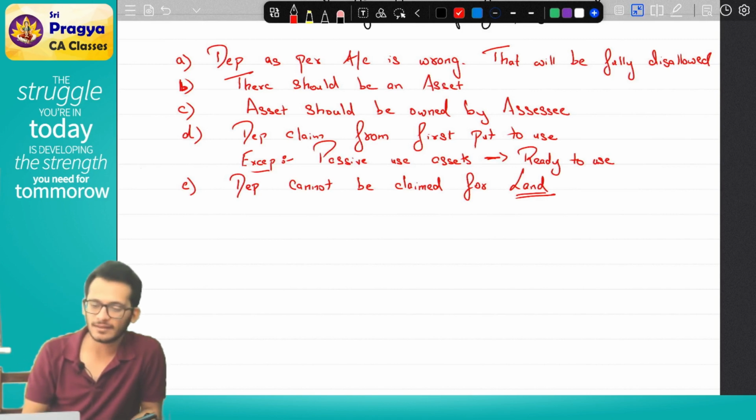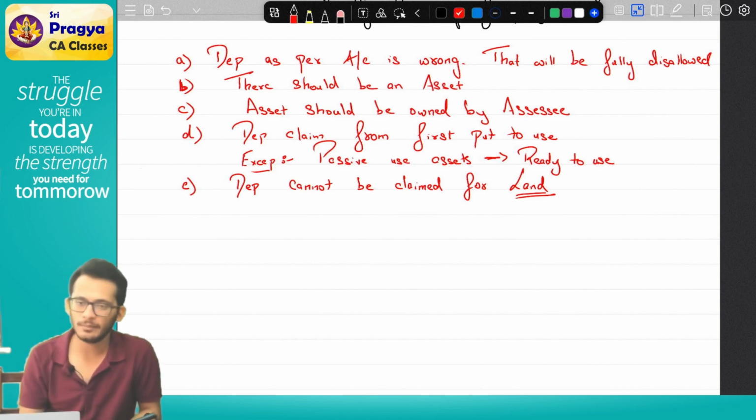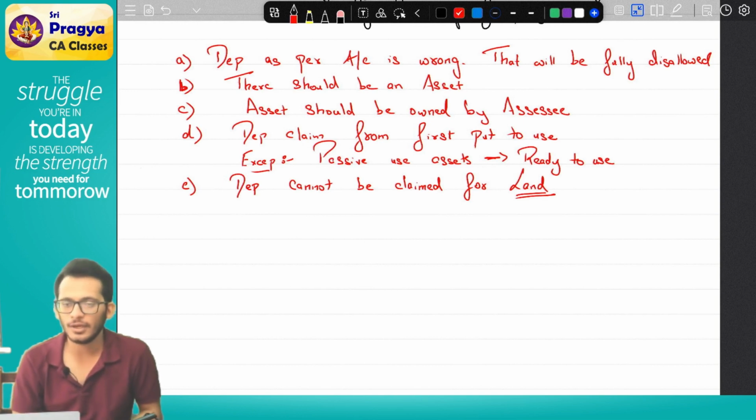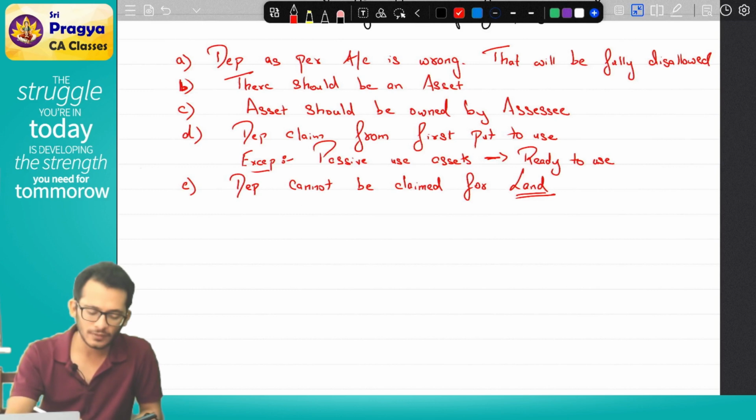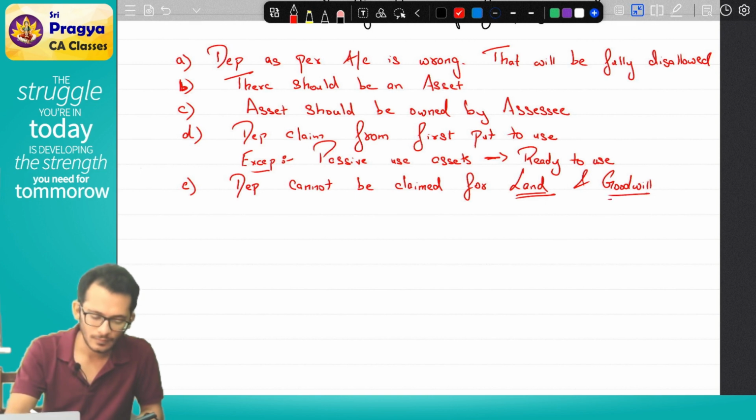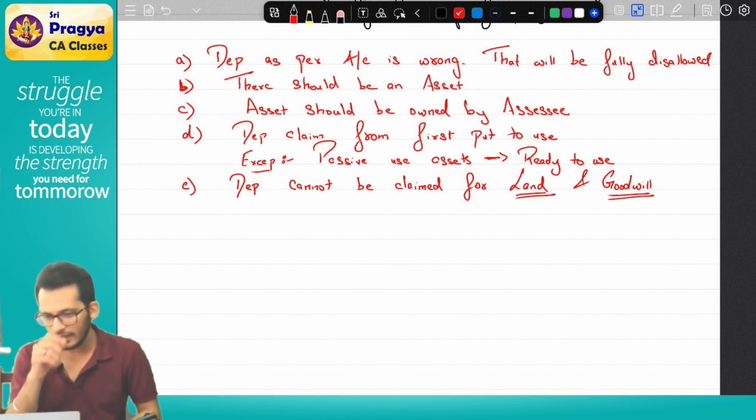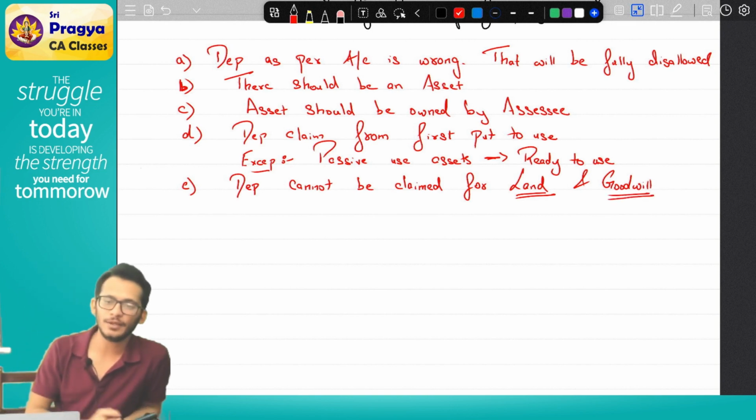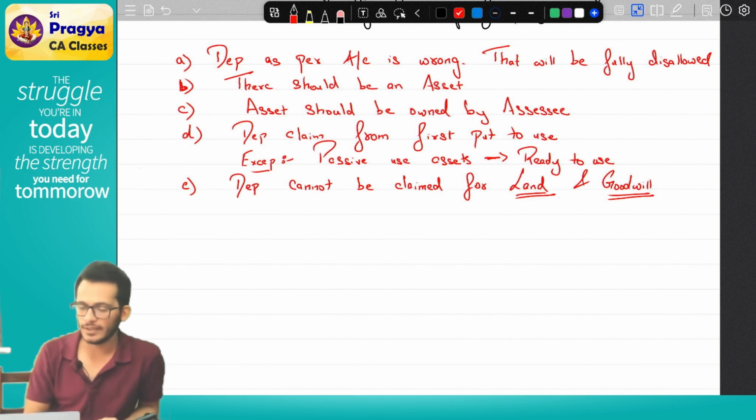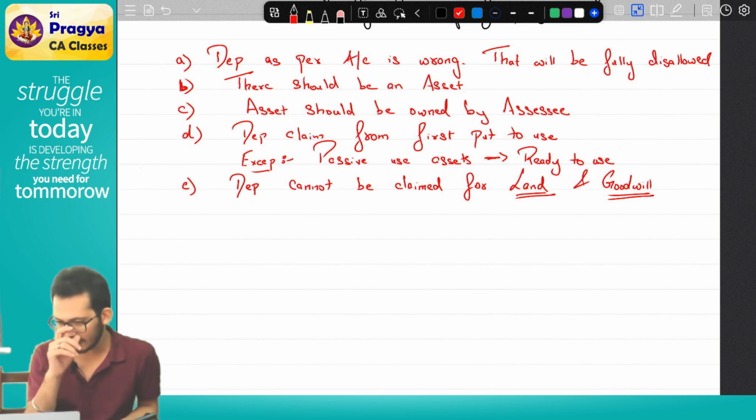So income tax comes and says you have depreciation to claim. Don't worry, claim it, but don't claim depreciation on land, because land can never depreciate. Land can only appreciate. So you cannot claim depreciation on land. You can only claim depreciation on other assets, along with one more item called goodwill. Income tax comes and says when you have any kind of item in your books called goodwill, that also is not eligible for depreciation.